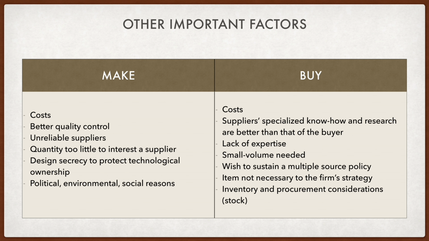Then you could say, okay, we'll produce them on our own. Or probably you can also say you do not want to get rid of the workers and therefore you produce everything on your own. But there are also some advantages of the buy side, which would be the costs at first. If you have 1,000 parts to buy, as we calculated already, then it would be way cheaper to buy these parts. Furthermore, the supplier's specialized know-how and research are better than that of the buyer.